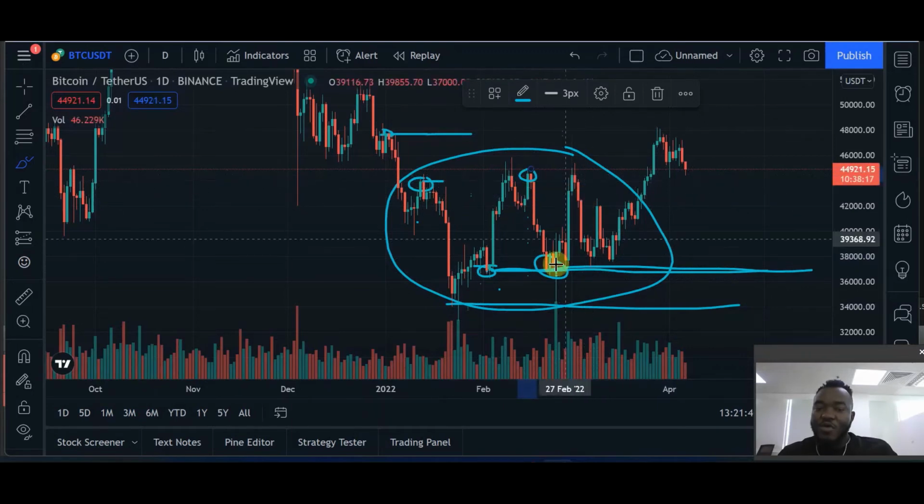Okay, now we enter this trade right here and we place our TP at here.